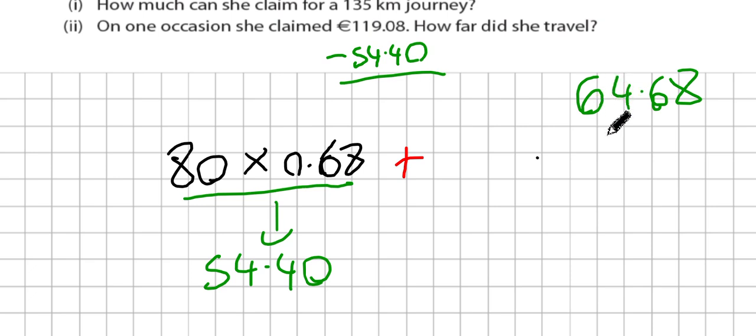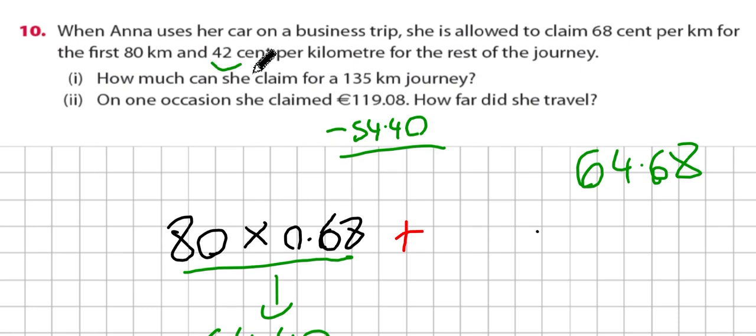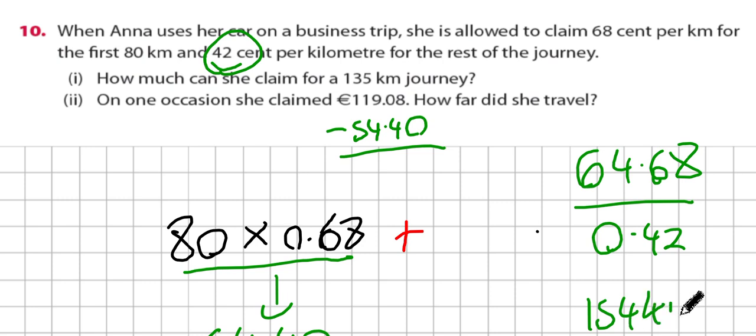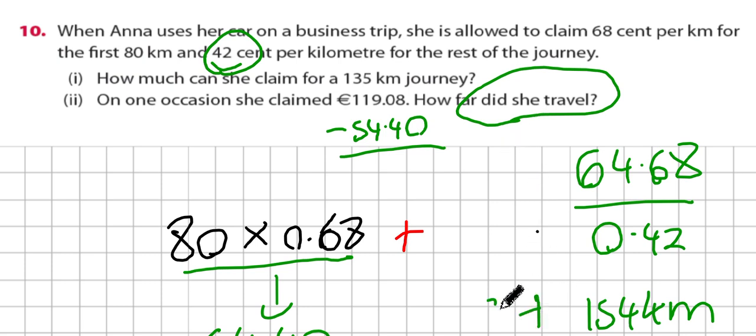How much were you charged per kilometer here? Per kilometer you were charged 0.42. So how many 42 cents divide into that? 154. Now, be very careful. Is 154 how far I travelled? Plus the original 80, which is 234 kilometers.